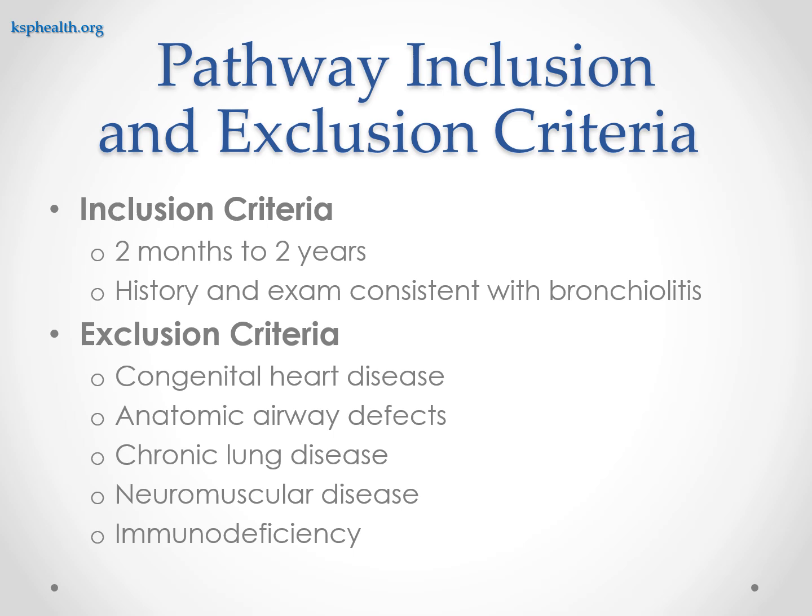This pathway includes the inclusion criteria of 2 months to 2 years, and history and exam consistent with bronchiolitis. If the patients have hemodynamically significant congenital heart disease, anatomic airway defects, chronic lung disease, neuromuscular disease, or immunodeficiency, they tend to do worse. So escalate the care from early on, meaning placing an IV or NG feeds, placing them on heated high flow, and admitting them without wasting time in the emergency department or ambulatory care unit.